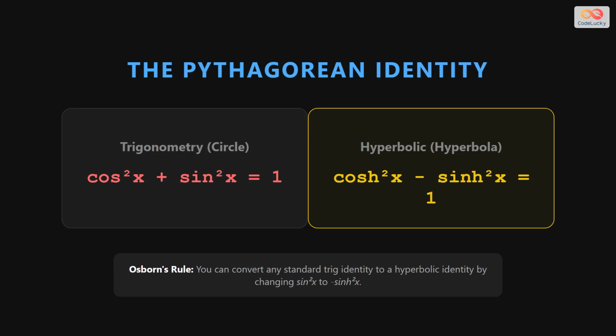One of the most useful things to remember is the fundamental identity. In standard trigonometry, we know that cosine squared plus sine squared equals 1. In hyperbolic geometry, the sign flips. We have cosh² minus sinh² equals 1. This is a specific case of Osborn's rule, which says that whenever you see a product of two sines in an identity, you swap the sign to get the hyperbolic version.